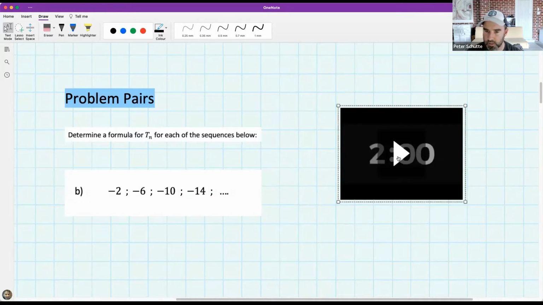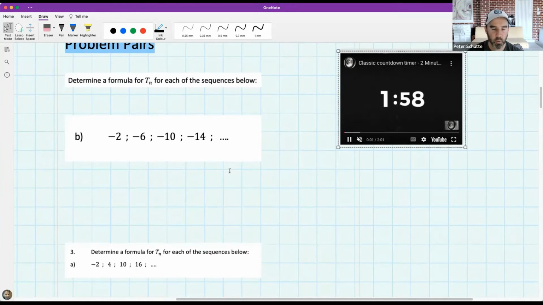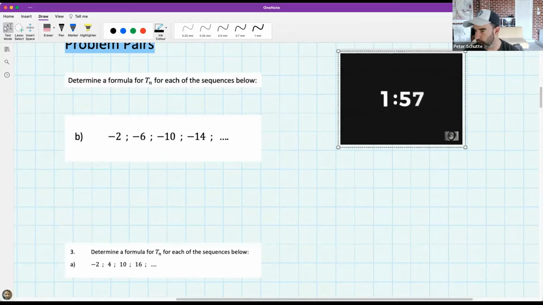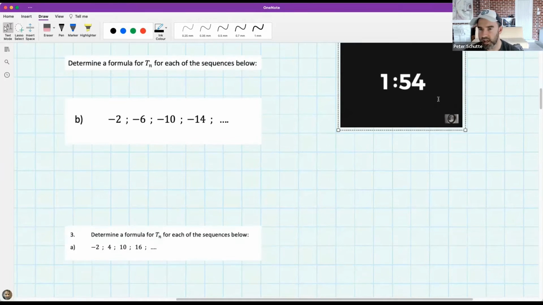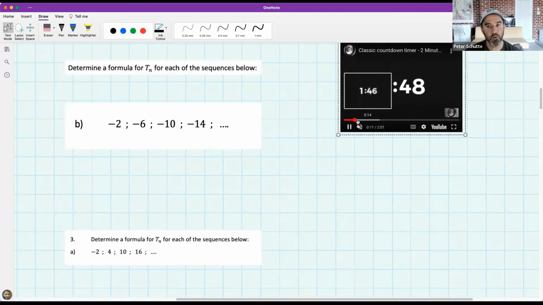Everyone, can you determine the formula for this? Once you've done it, you can put your answer in the chat. And I'll also ask for audio feedback. And I'm giving you 4 minutes for this. So I'll reset the timer twice.